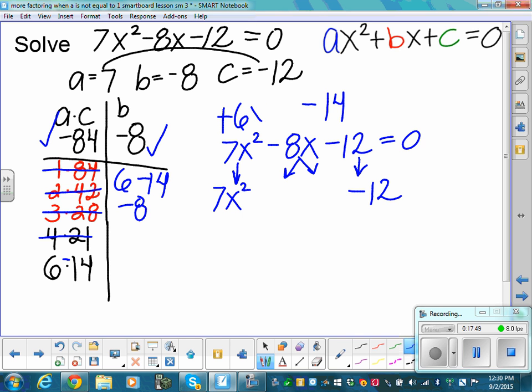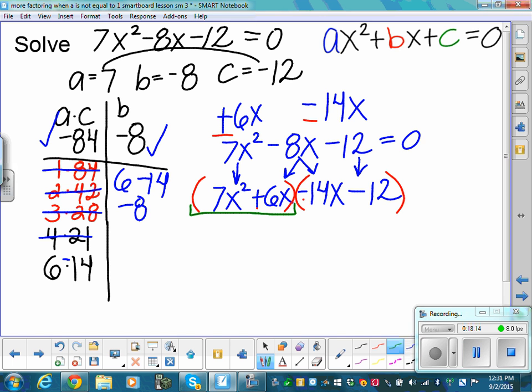Now order doesn't matter, but we have to remember the x is with those. So I'll just do plus 6x, why not? And then minus 14x. Now make sure, notice I kept my signs correct here, so be careful as you do that. Throw parentheses around the first 2, throw parentheses around the second 2, and then focus in the groups and factor those.